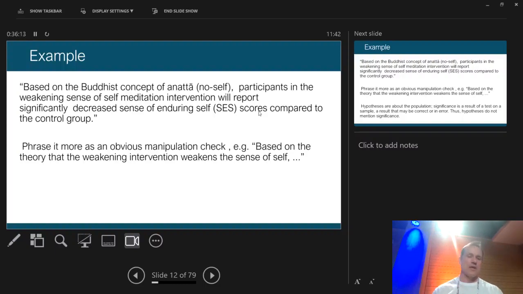So this was my feedback to him. I said, well, yeah, it's sort of true. The reason why we're doing this is that the Buddhists have an account of no self. But that's not what's really at stake if this prediction fails.